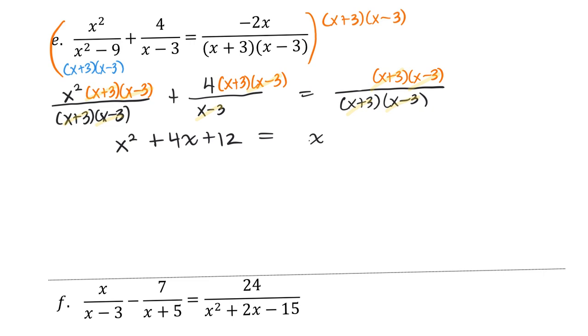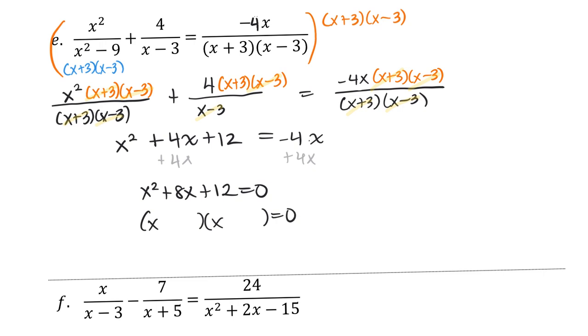Okay, now let's see if this works. Okay, so I'm going to add the 4x over. So I get x squared plus 8x plus 12 equals 0. Let's try to factor it. 3 times 4 is 12, that adds up to 7. 2 times 6 is 12, and that adds up to 8. So I got x equals -2 and x equals -6.